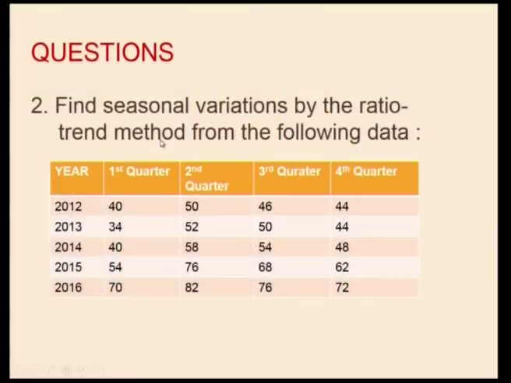Now for the second problem also, you can determine the seasonal variations by using the ratio to trend method. In this case you are given the years from 2012 to 2016 and values are given for each of the 4 quarters. So you compute the seasonal variations like in the preceding problem. And this method, we also call the ratio to trend method.